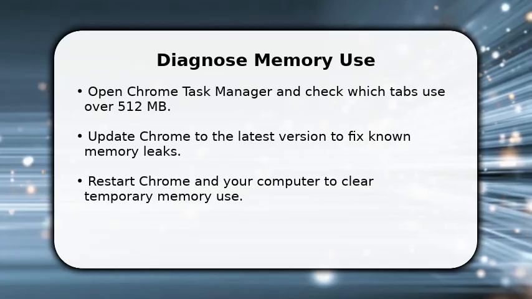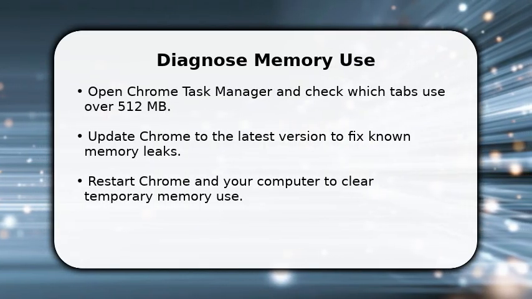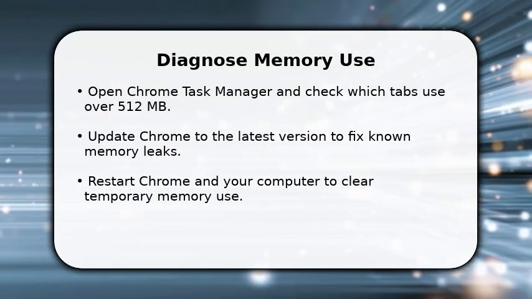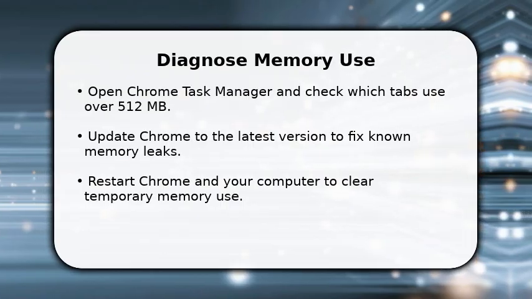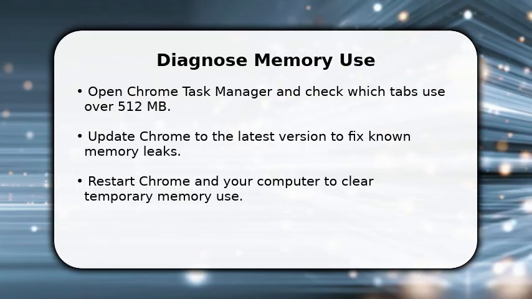Enjoy the video. Open Chrome and press Shift plus ESC to open the Chrome Task Manager now. Look for tabs and extensions using over 512 MB of memory. Note the specific process names before you act.